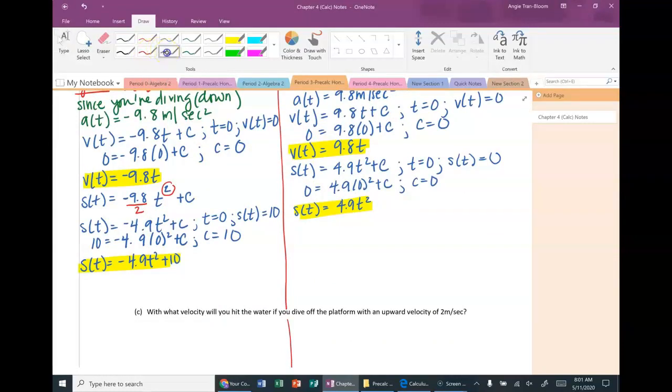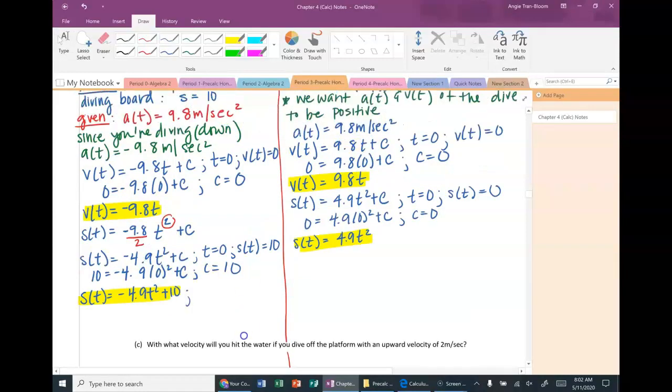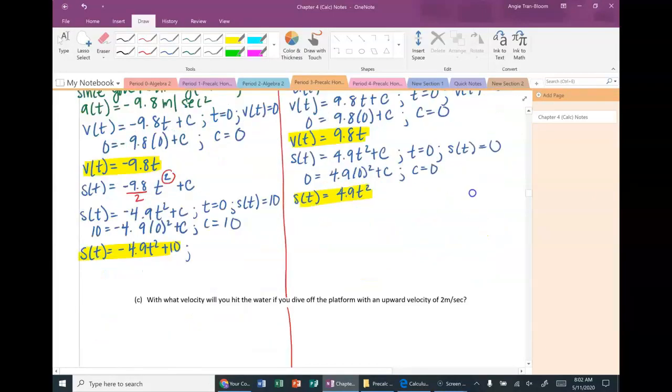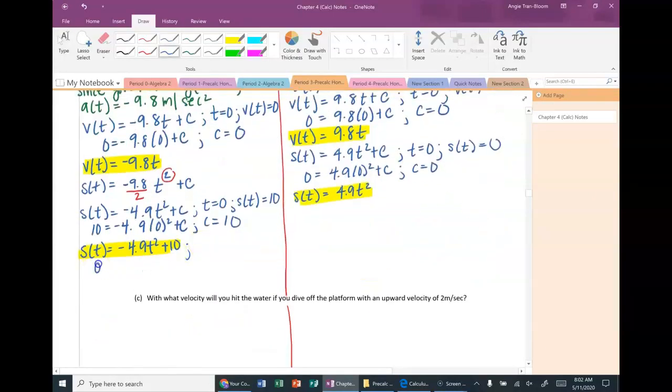So we have positions on both sides. What we want to do is on the left side, s of t equals negative 4.9 t squared plus 10. Remember, your water on this left side is going to be at 0. So we're going to set it equal to 0. So 0 equals negative 4.9 t squared plus 10. Move 10 to both sides, so it's going to be negative 10 equals negative 4.9 t squared. Divide both sides by negative 4.9. Move it up here because I don't have any more space.